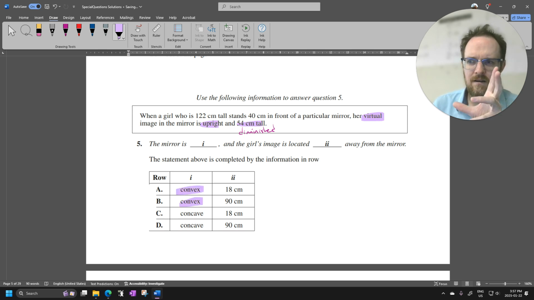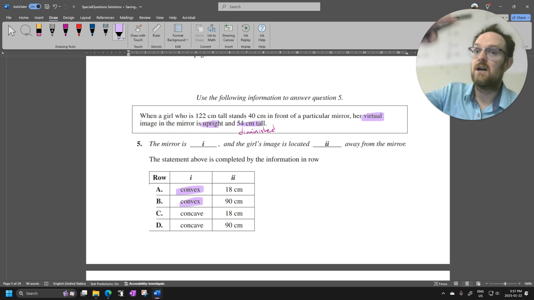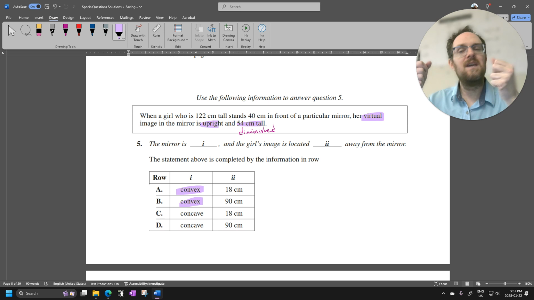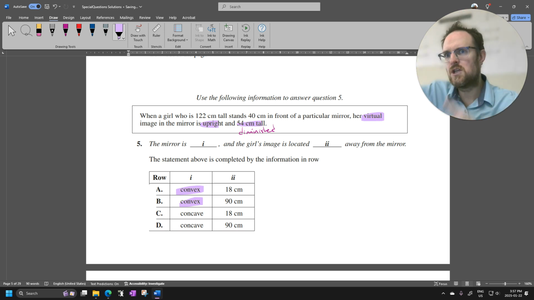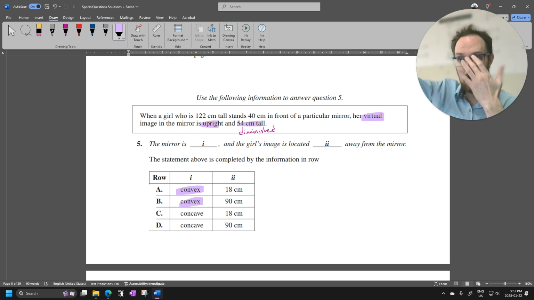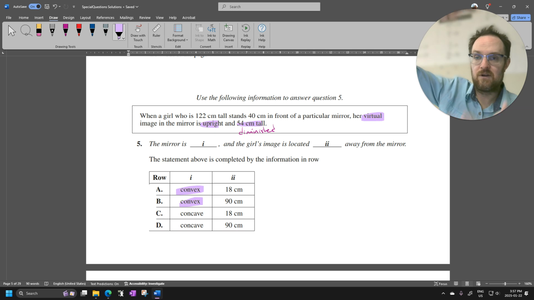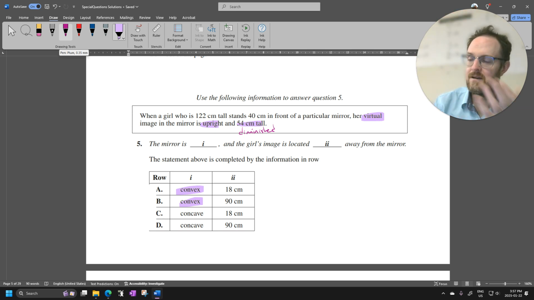Right? In a concave one, if it was virtual, it would be enlarged. It's like a makeup mirror. I take that big mirror and I put it right in front of you. It's got this huge face. It's upright, right? And virtual, but it's enlarged. So concave mirrors would do that. What else? And the girl's image is located how far? So that's DI. Okay? So let's try it out.